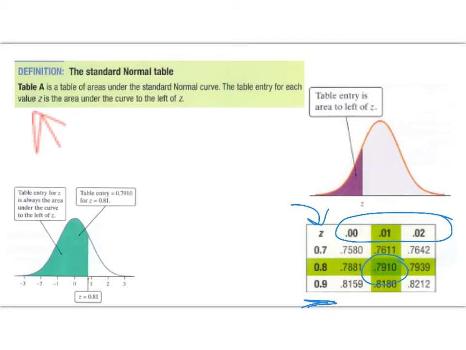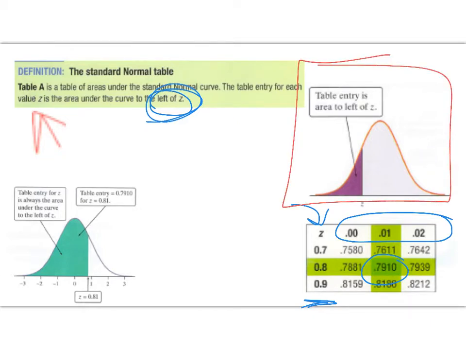And that area is always going to be to the left of z. That's really important that we realize this. You can see this in the purple example over here. This is what the table shows us: the area to the left of z. If I wanted to know the area to the right, I would need to take the area I got from my table and do 1 minus the area I got from my table. So if I want greater than using my table, I need to do 1 minus whatever area is given to me. If I wanted less than my z-score, then I can go straight from my table.